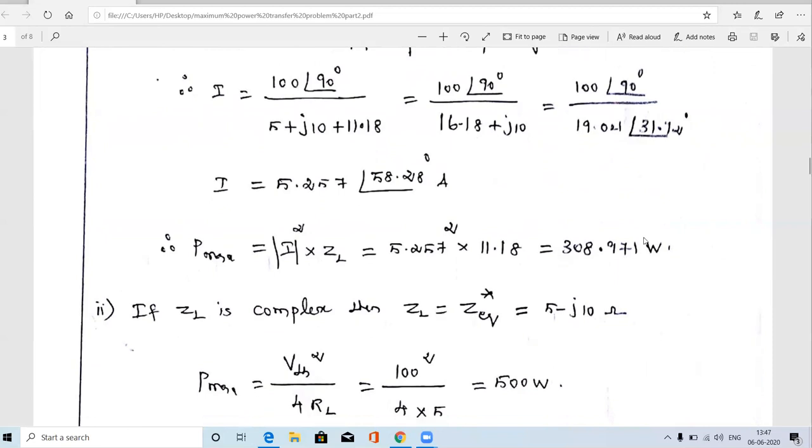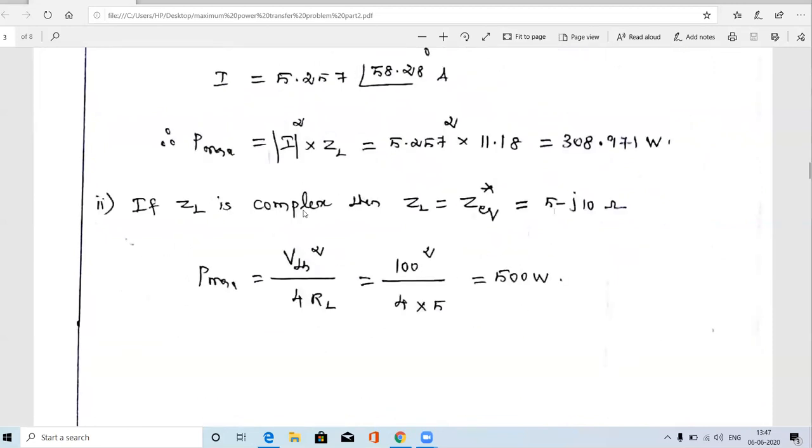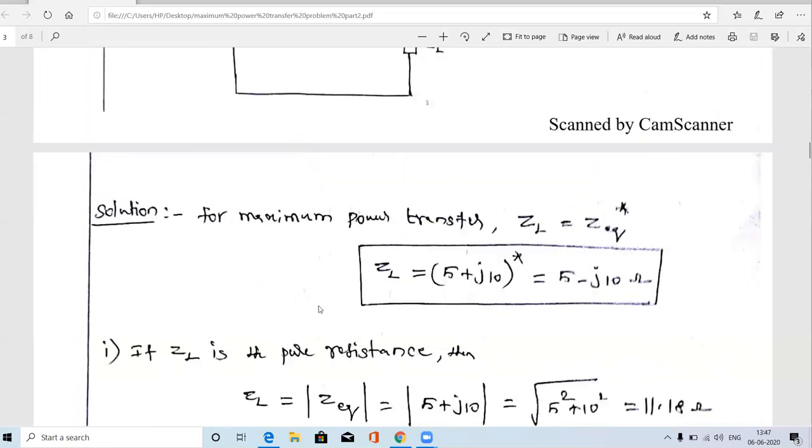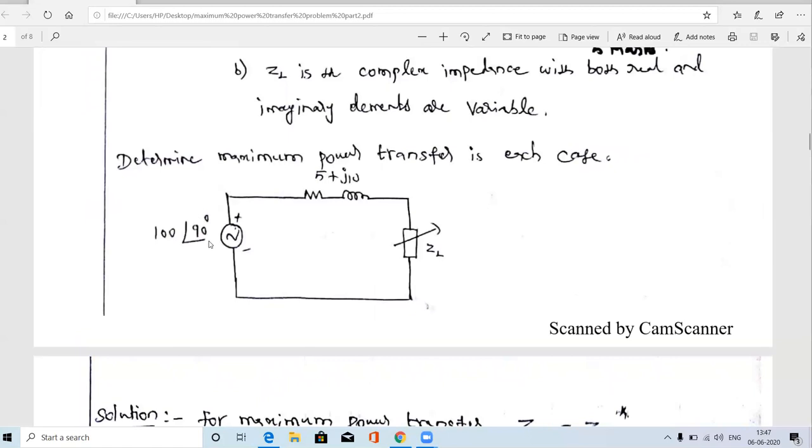And the second question is if ZL is complex. Complex means what is the answer? Whenever ZL is equal to the complex conjugate of Z equivalent, at that time only we will get the maximum power. At that condition, what is the maximum power formula? It's VTH squared divided by 4 times RL. So what is the value of VTH? The VTH is 100 with 90 degrees.